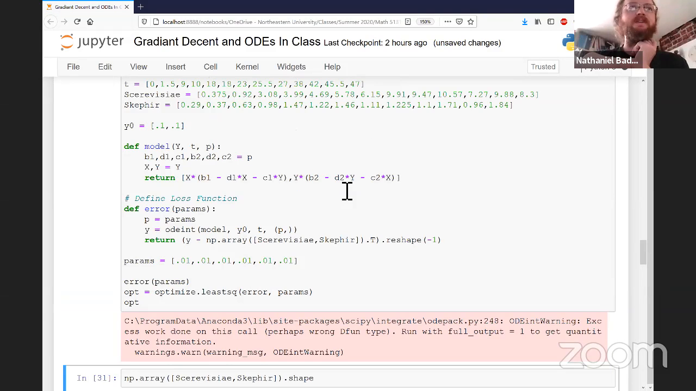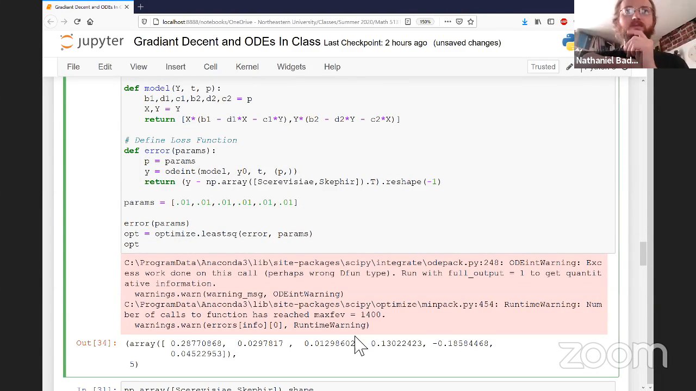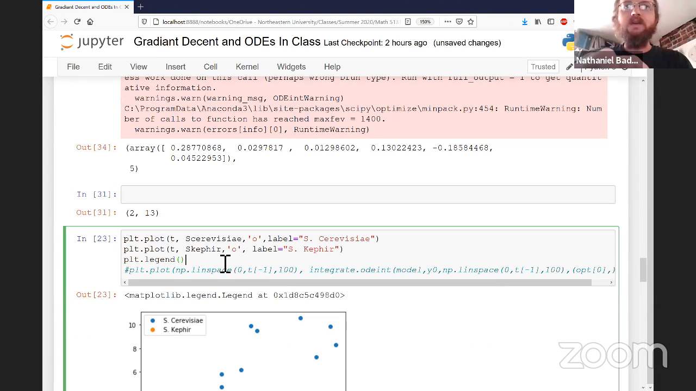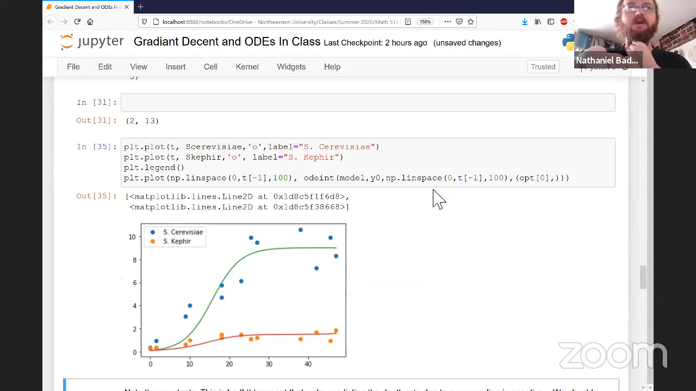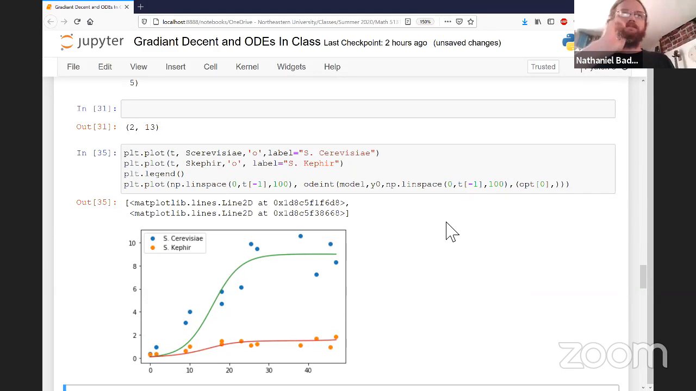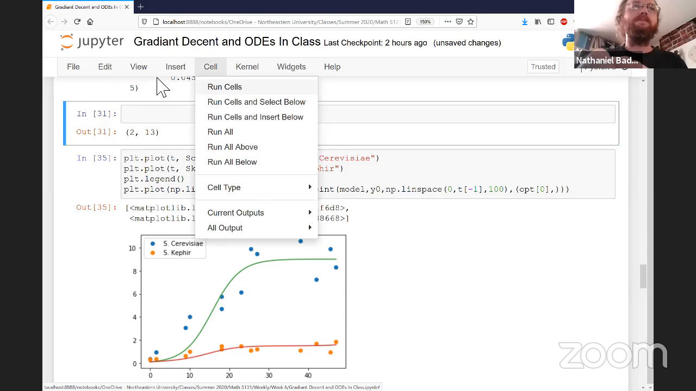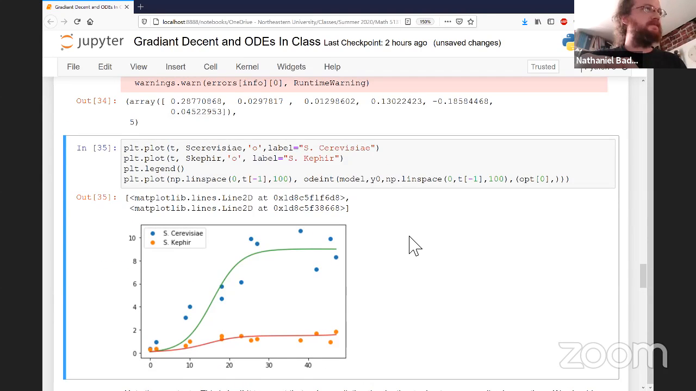Okay, so let's optimize. Go. Okay, so we've got some values. And let's take a look at them. Boom, there we go. Okay. Any questions so far?